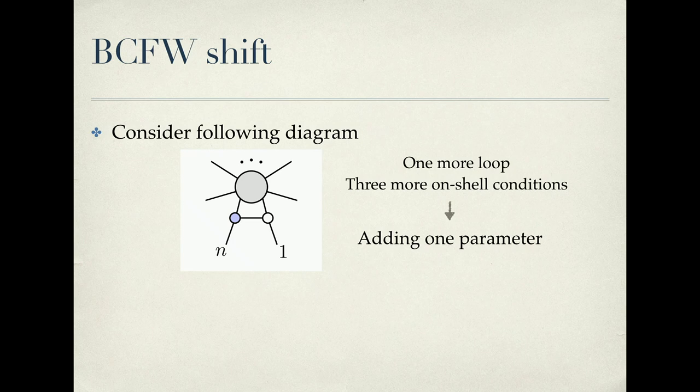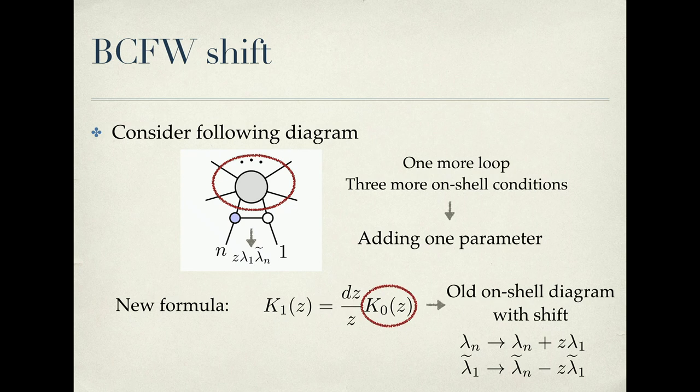Now, if the blob is some function, K0, adding this thing would add one more parameter, which is the momentum flowing here. The new function would be K1, which depends now on Z, would be dz over Z times the old function sitting here, K0, which will also now depend on Z. And this is exactly what is in the recursion relations. We have K0, which was the original amplitude. Now we shifted two of the momenta. This is what this picture does. It shifts momentum n and 1 in this way. This is the BCFW shift, and we get the shifted amplitude.